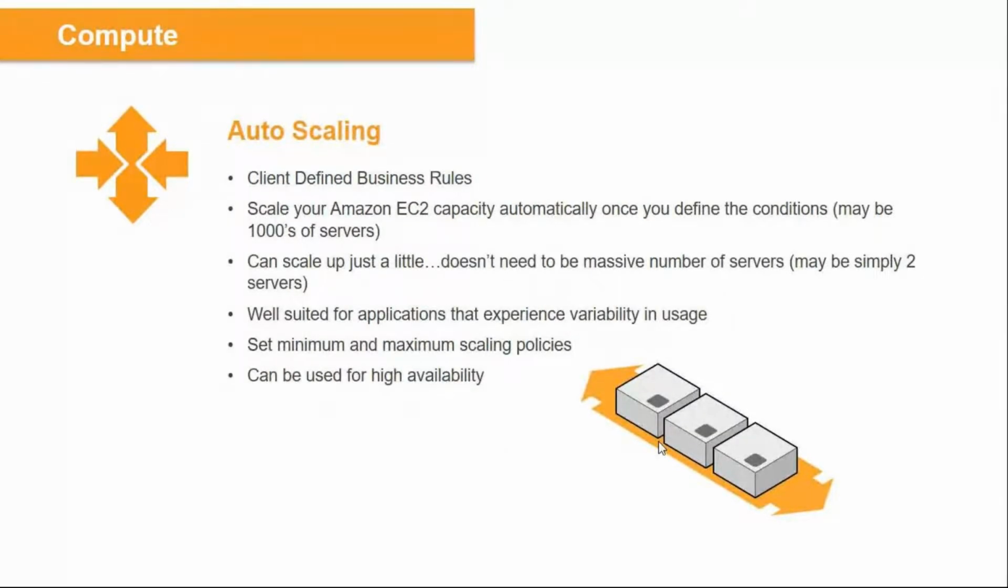So what is auto scaling? Auto scaling is a type of policy into which you launch instances, specifying a minimum or a maximum number of instances you would like to launch into each availability zone. Like keeping a server up at all times and making sure that at least one server is up in a separate availability zone. So scale your Amazon EC2 capacity automatically once you define the condition, maybe thousands of servers.